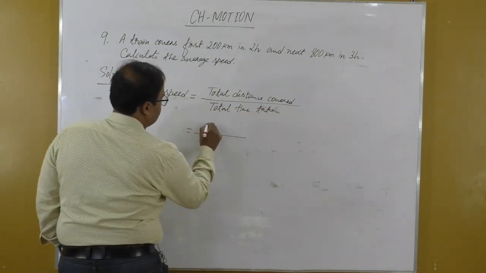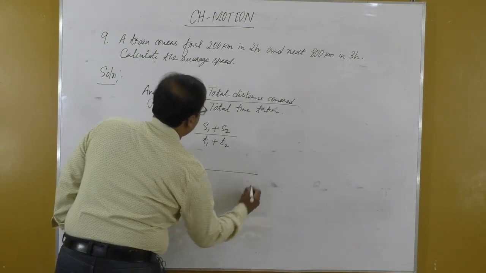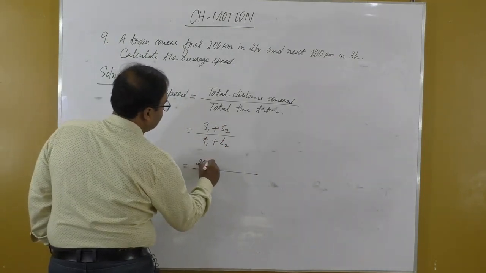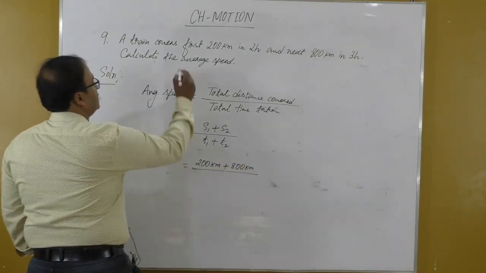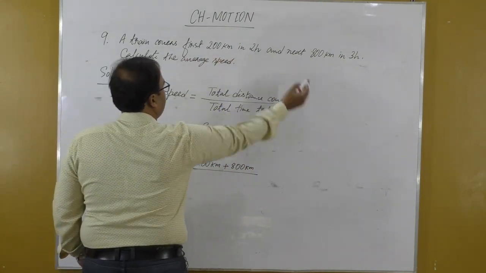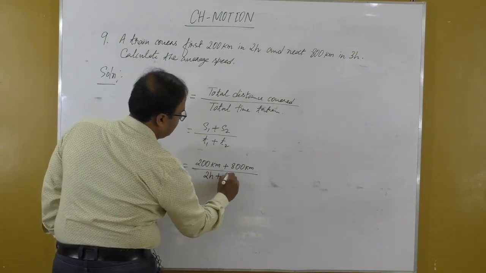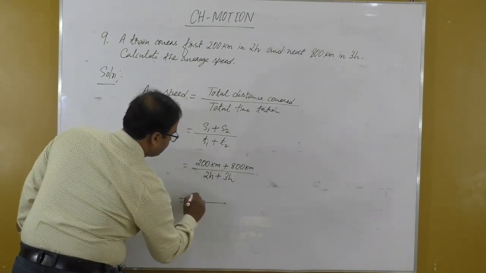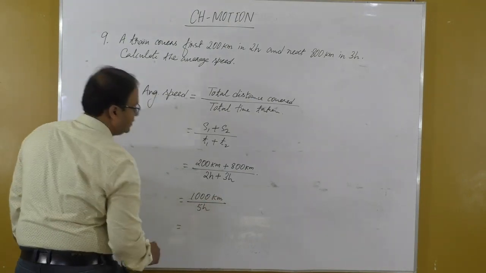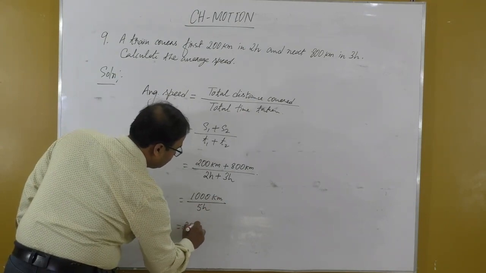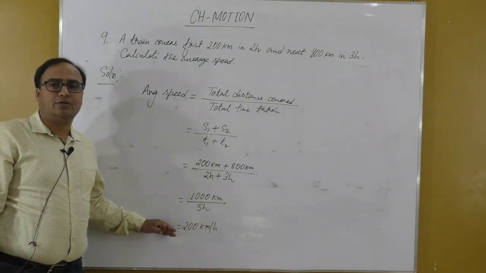We can use symbols like this, S1 plus S2 by T1 plus T2. S1 is 200 km, S2 is 800 km. Distance first is 200 km, next part it is 800 km. T1, first part of time is 2 hours and the next part 3 hours. So it is 1000 km by 5 hours, and 1000 by 5, it is 200 km per hour. So what is the average speed of the train? It is 200 km per hour.